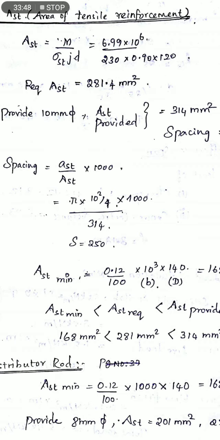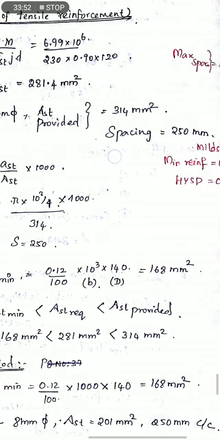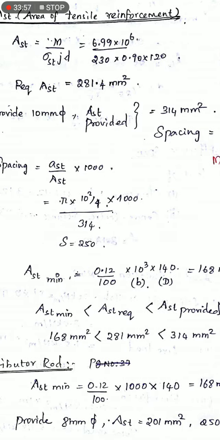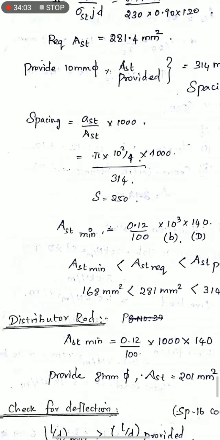Therefore pi into 10 squared by 4 into 1000 divided by capital AST, provided AST. Here, AST provided equals 314. Applying these values, we get spacing equal to 250 mm.